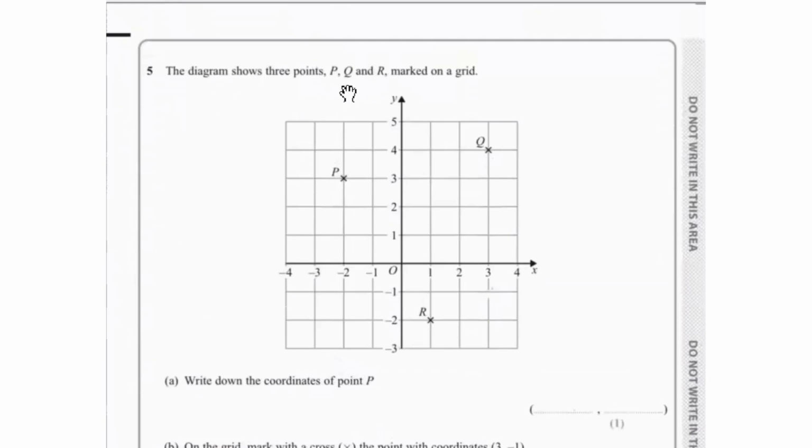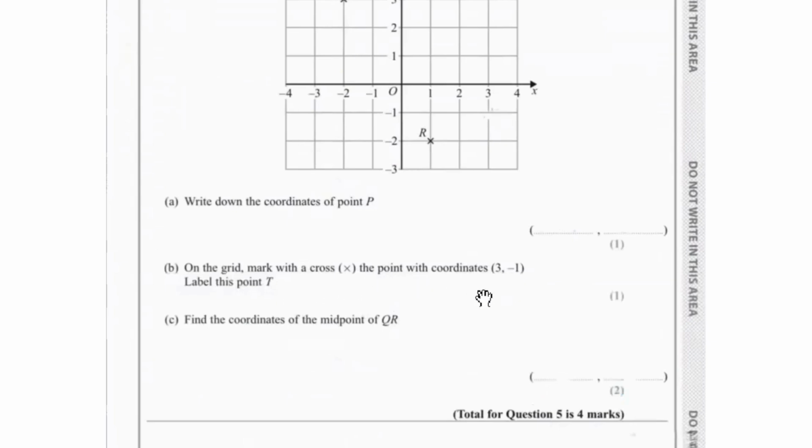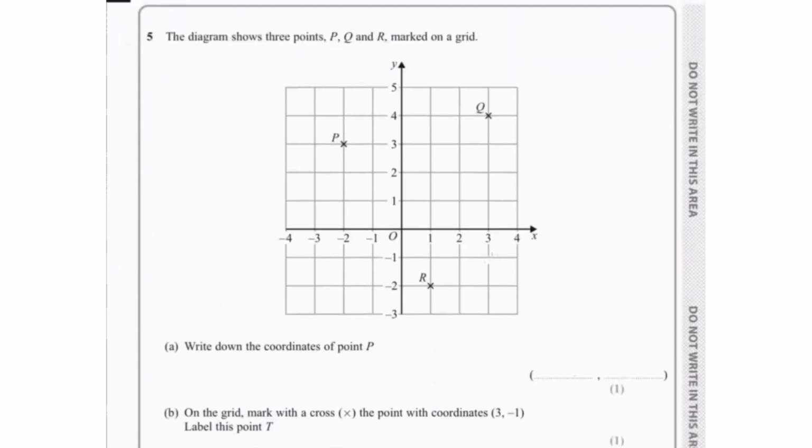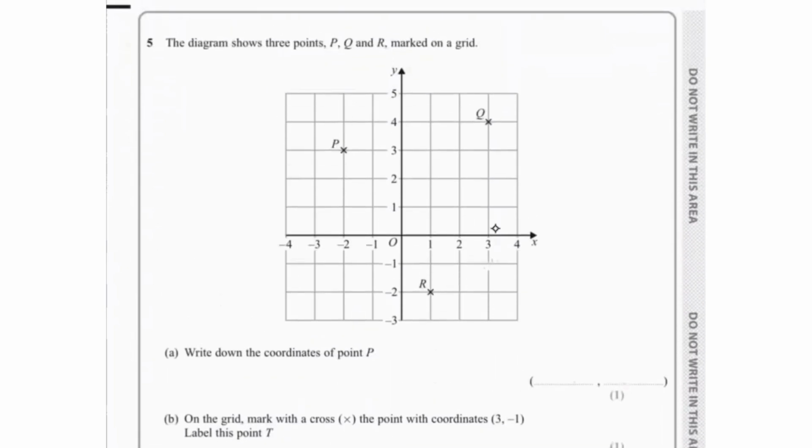Then the diagram shows 3 points P, Q, and R marked on a grid. Write down the coordinates of P. So for P, X is -2 and Y is 3. You always write X first and then Y. Then on the grid, mark with a cross the point with coordinates 3, -1, and label the point T. 3, -1, this is your point. X is 3, Y is -1.